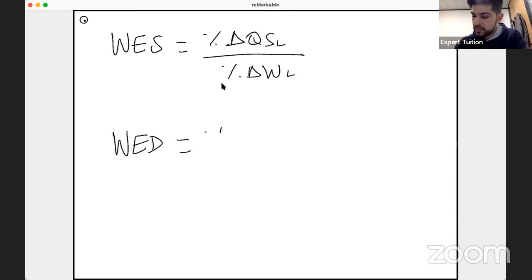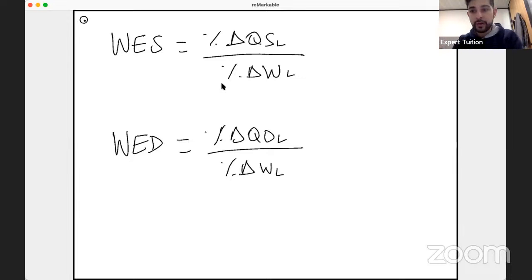Wage elasticity of demand is essentially the percentage change in quantity demanded of labor over the percentage change in the wage of labor. Remember, the demand for labor is through the perspective of the firm. They're the ones that demand workers. Okay, again, neurosurgeons. Do you expect the demand for neurosurgeons to be elastic or inelastic? Obviously inelastic. Why? Because they're kind of indispensable to the firm.